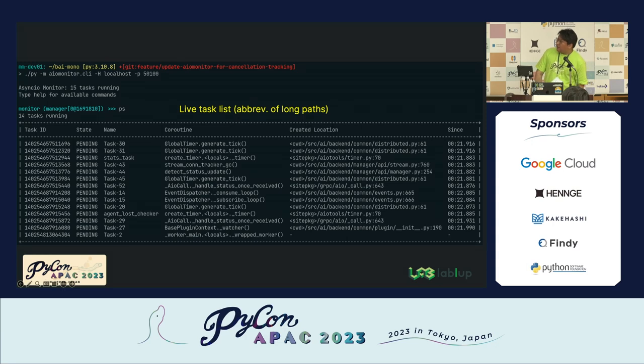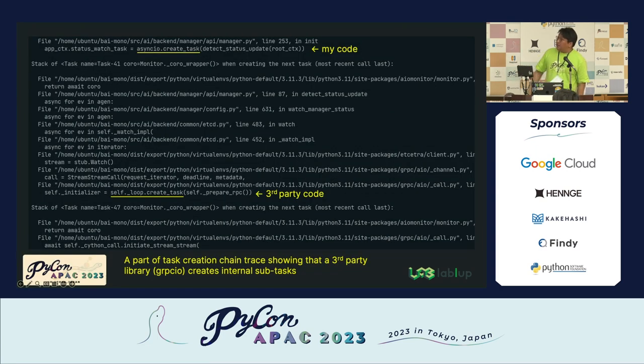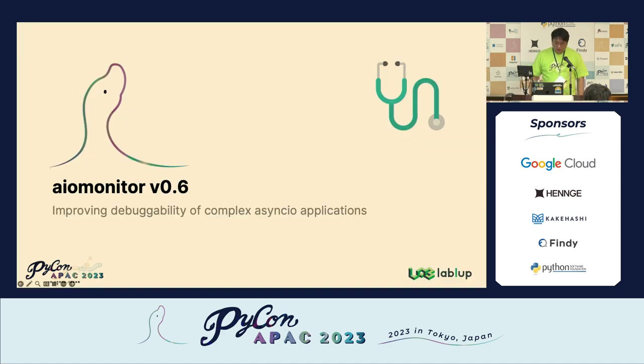So these are some screenshots of the CLI part. And you can see the live tasks and filtering of the tasks by their names and coroutine names, the list of terminated tasks and so on. And you can trace which task is created by whom or terminated by whom, like that. So that was my PyCon US talk, and this is the new updated part.